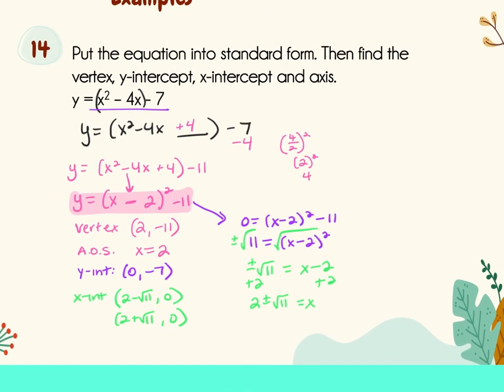So I found all the parts that this question asked for. If I was going to graph this, I would graph the vertex, go to the right 2, down 11. I would graph my y-intercept, which is at 0, -7. And then I would plot my 2 x-intercepts by approximating square root 11 to be like 3.5, and then do 2 minus 3.5 and 2 plus 3.5. Questions on this example? Correct.